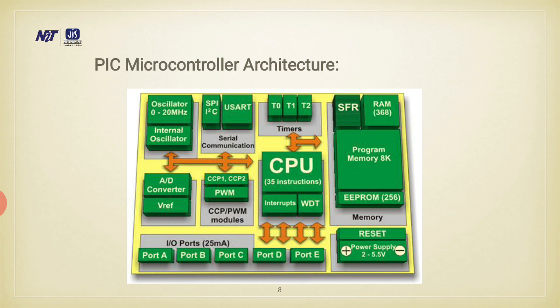Reset, there is power supply 2.2 to 5.5 volt, port A, port B, port C, port D, port E is there and IO port using 25 milliampere. AD converter is there, V reference voltage is there, CCP1, CCP2, pulse width modulation technique is used over there. CPU is of 35 instruction, interrupts are over there and interrupts are connected through port D and port E. This is the basic idea.